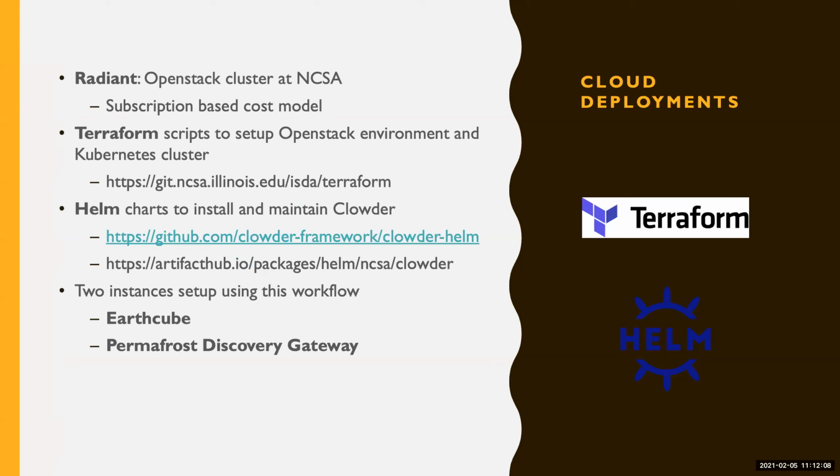Finally, Rob Cooper has been doing a lot of work with cloud deployments. We have a new resource, an NCSA OpenStack cluster called Radiant. It's really interesting because it's a subscription-based cost model. So, kind of like AWS, you basically say, I want this many resources for 1, 2, 3, 4, however many years, and that's all you have to do.